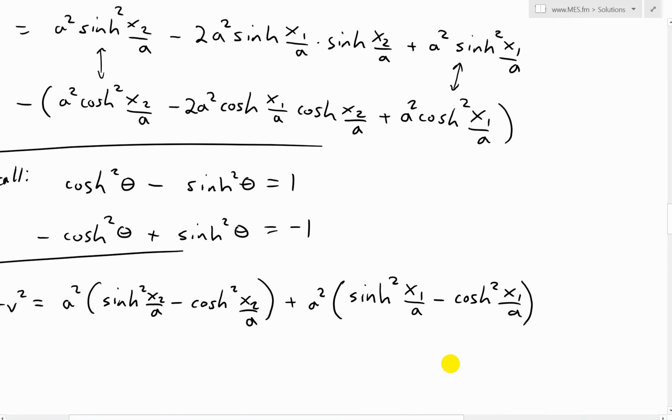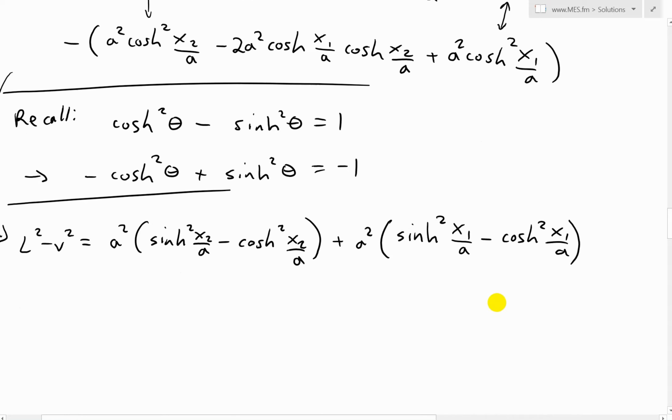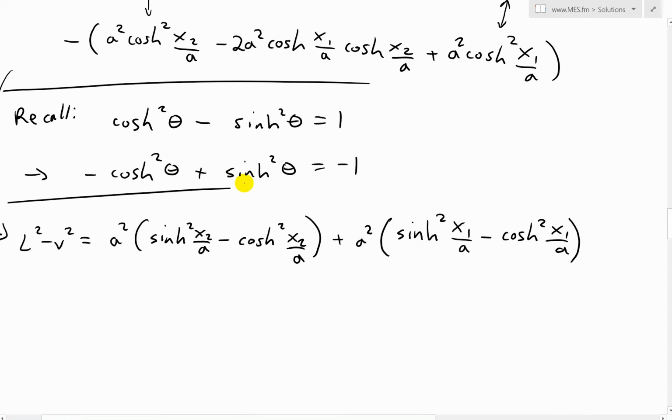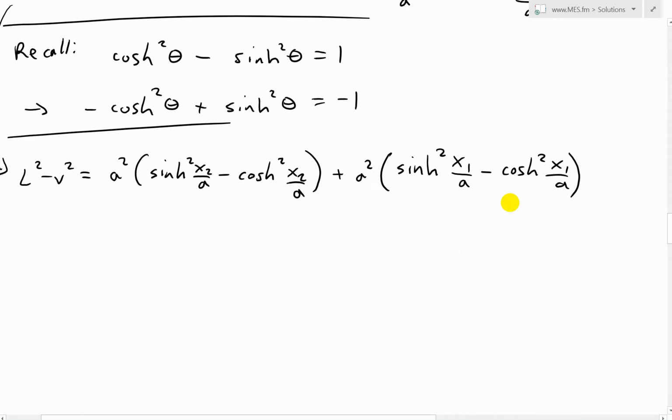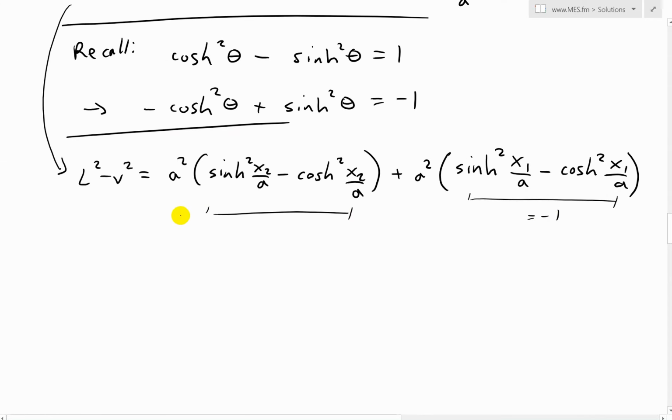So what we have now is just this formula right there, that identity. We can see that proof in my earlier video. So this whole part is equal to negative 1. This one is also the exact same thing, that is equal to negative 1.